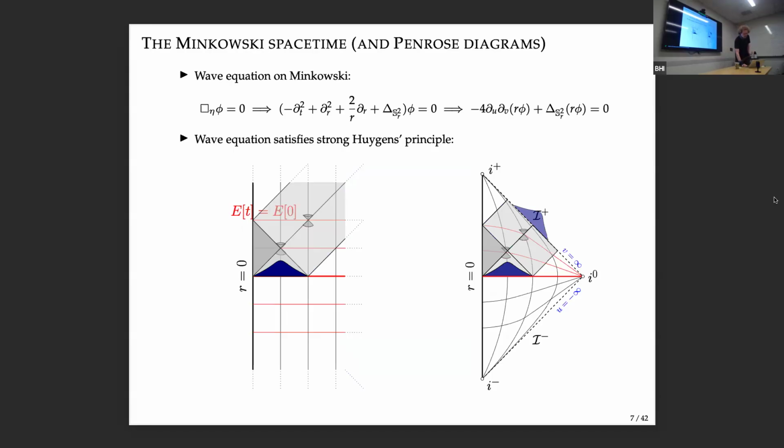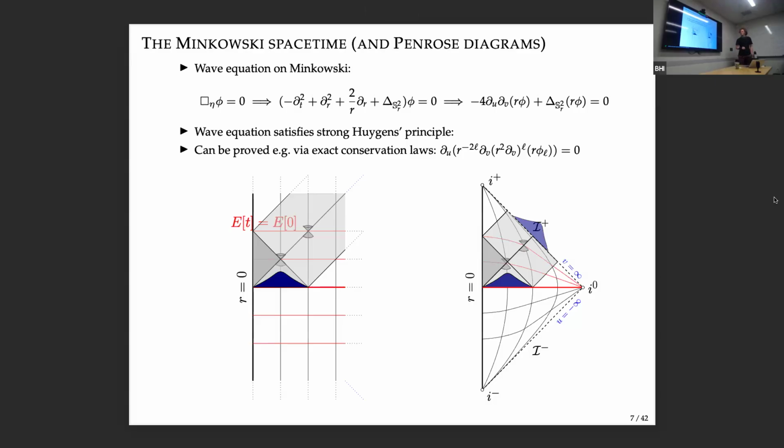And the reason I'm mentioning this is because there is a quite neat proof of this. So in fact, if you project your solution to fixed spherical harmonics of spherical number l and commute with the vector field r squared ∂_v l times, then you get an exact conservation law.